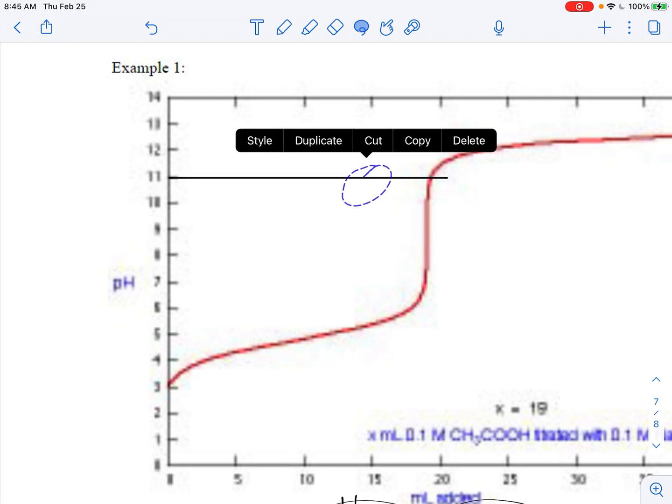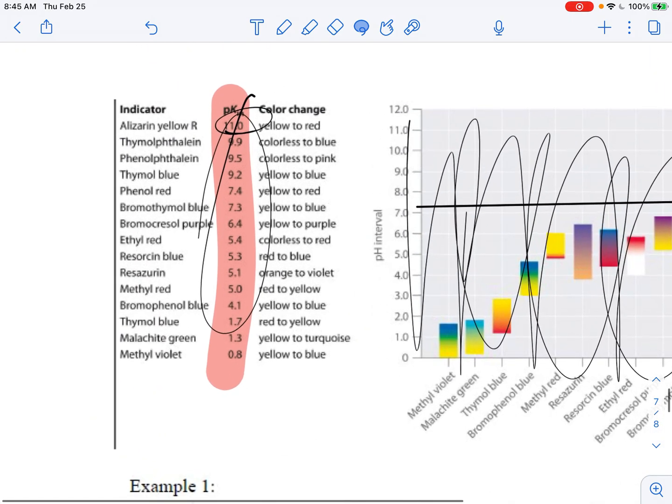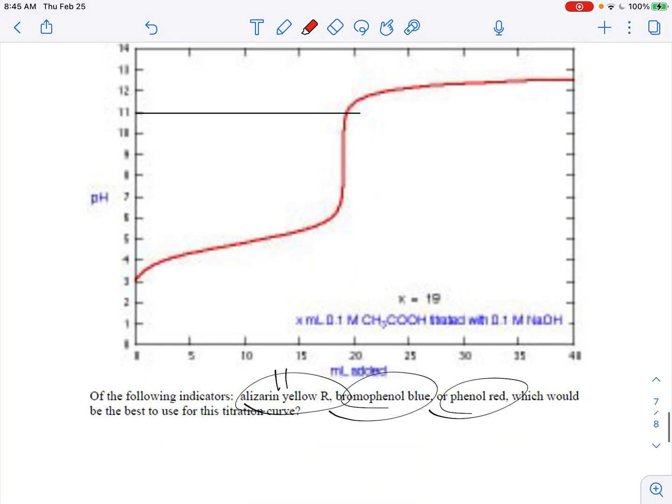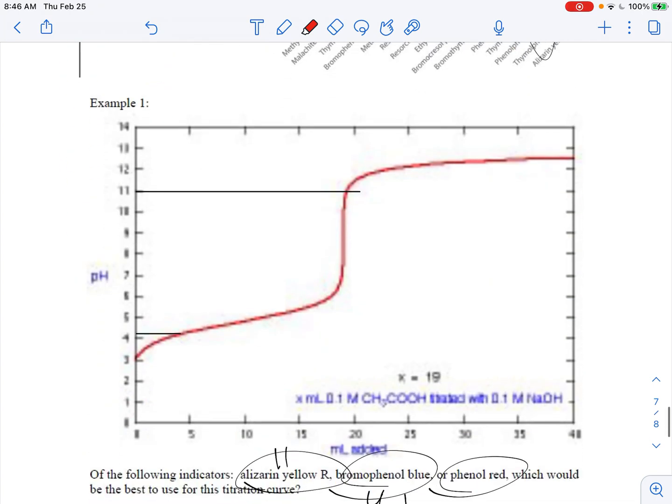So there's an 11. And then the bromphenol blue is right here at a 4.1. So a 4.1 is about here. And then phenol red was here at a 7.4. And so a 7.4 is about here on the graph, like so.